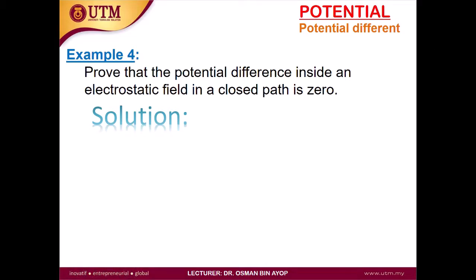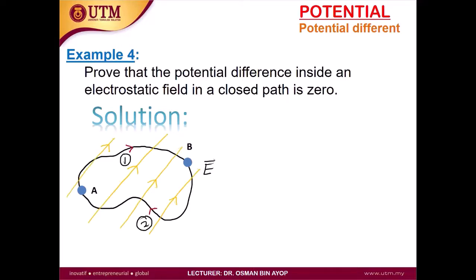Next, we go to example 4. Prove that the potential difference inside an electrostatic field in a closed path is 0. So you have to prove. Let's say you have a closed path and we have 2 points, point A and point B. Okay, we have the electric field around the closed path. And we have path 1 from A to B, and path 2 from B to A.